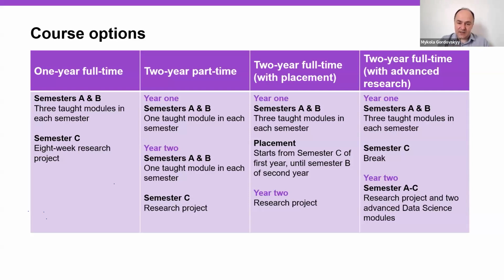We have 2 more advanced pathways, 2-year courses. One of them is a 2-year full-time MSc in data science with professional placement. For the first 2 semesters, A and B, all students will have the same 3 taught modules in each semester, but then students on the placement route will take a placement for at least 30 weeks with an actual employer somewhere in the UK. When they complete the placement, they will come back, do the research project, and graduate with a slightly more advanced degree.